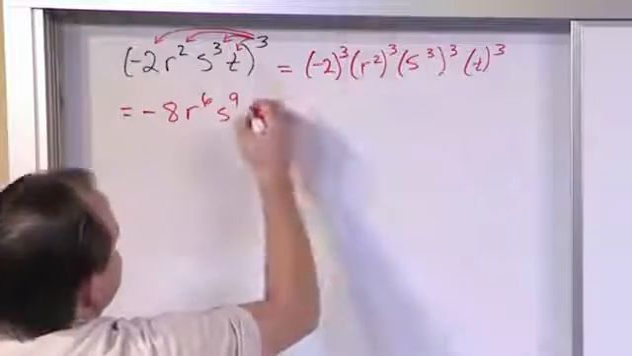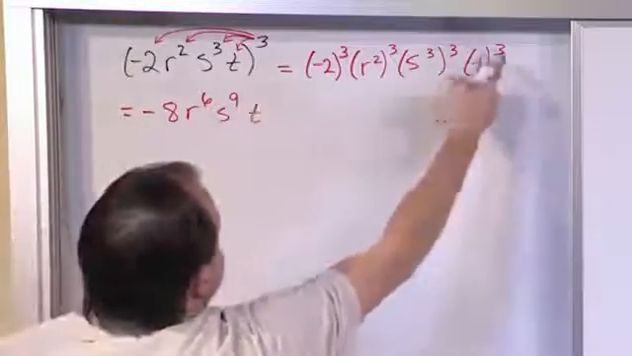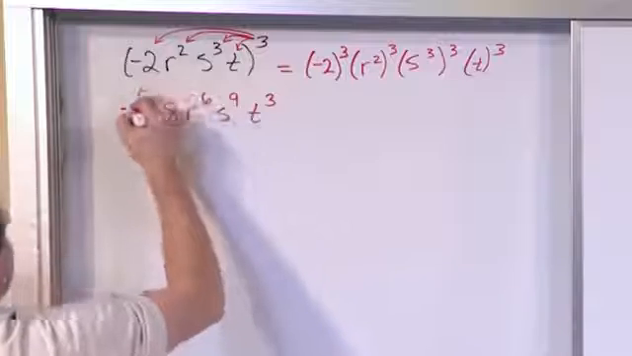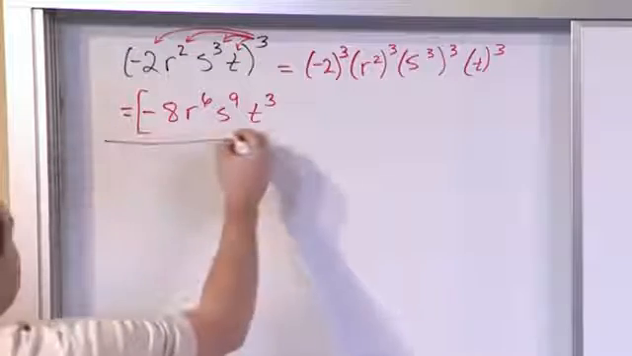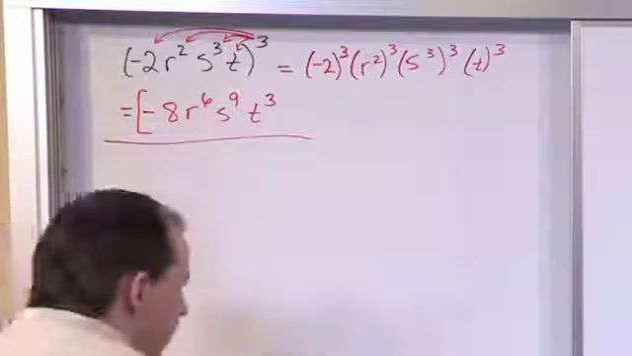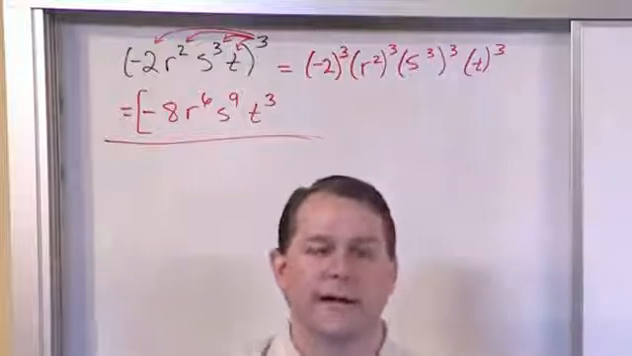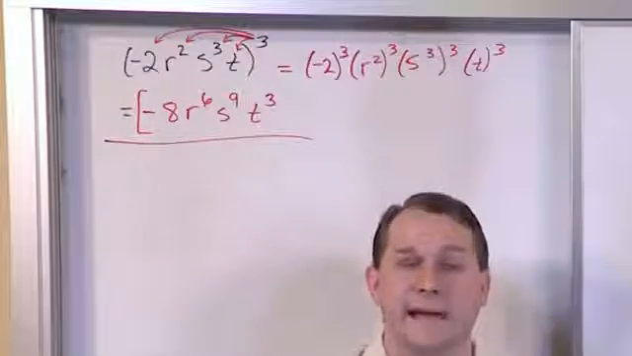Here, there's nothing much to do except apply it. Or you could say 3 times 1 is 3, I guess, if you want to do it that way, just to remember it. So you have negative 8, r to the 6th, s to the 9th, t to the power of 3.